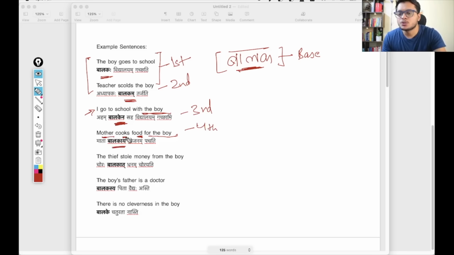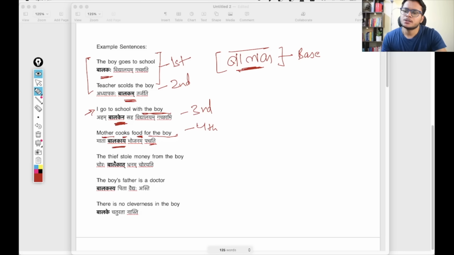So you see, mother cooks food for the boy. Mata, Balakai, that means for the boy. Bhojanam, that is the object, food. Pachati. Pachati means he cooks, she cooks, the third person verb, to cook. Important thing, Balak changes into Balakai because that action is being done for the boy. So he is the receiver of that thing. So that is fourth case.